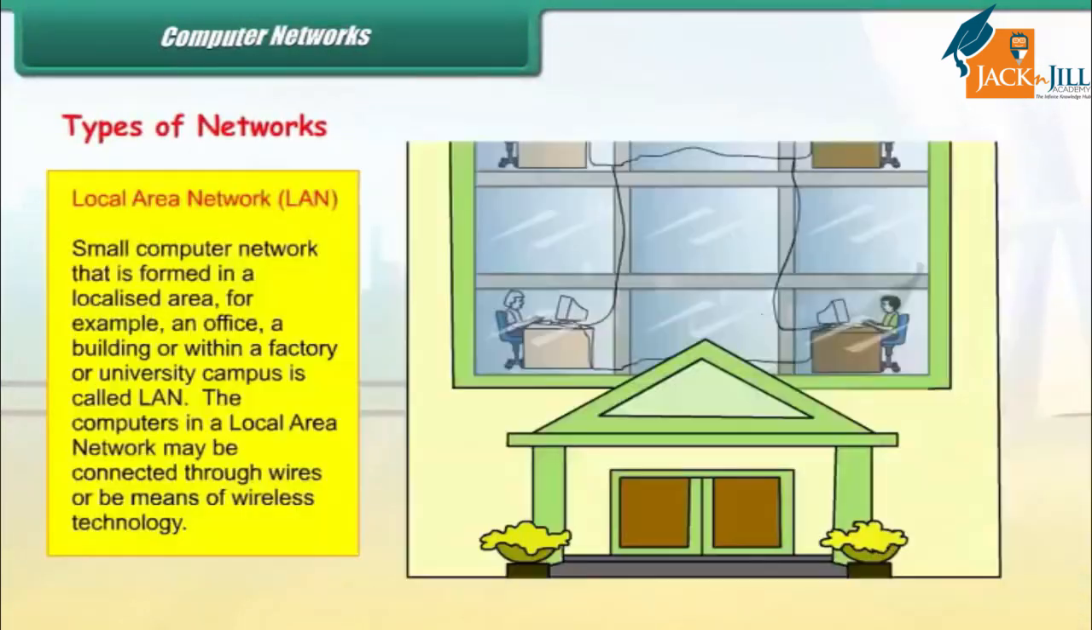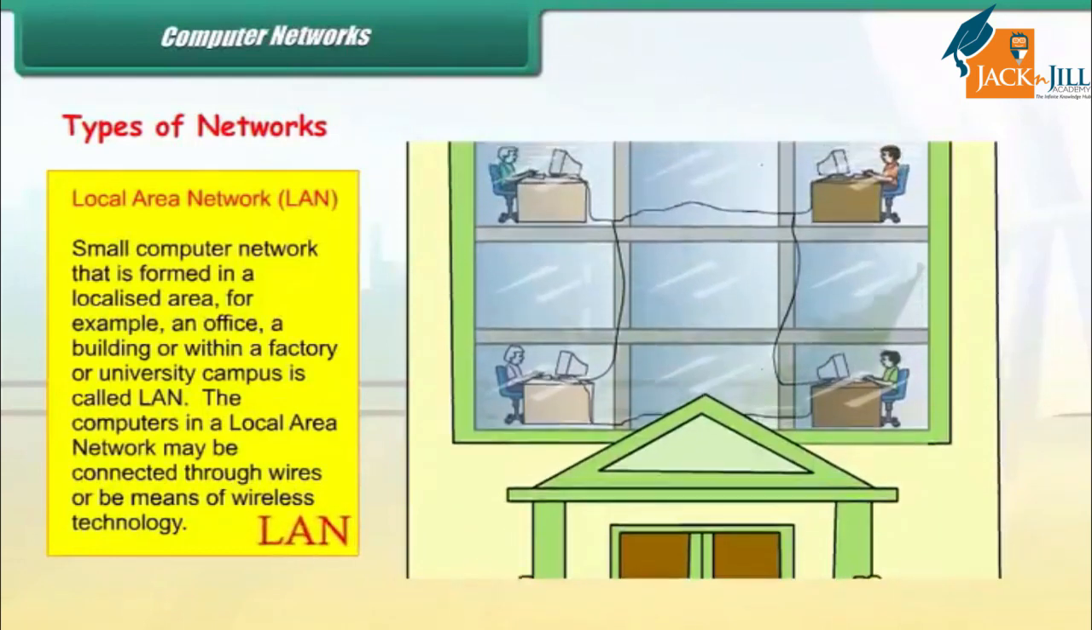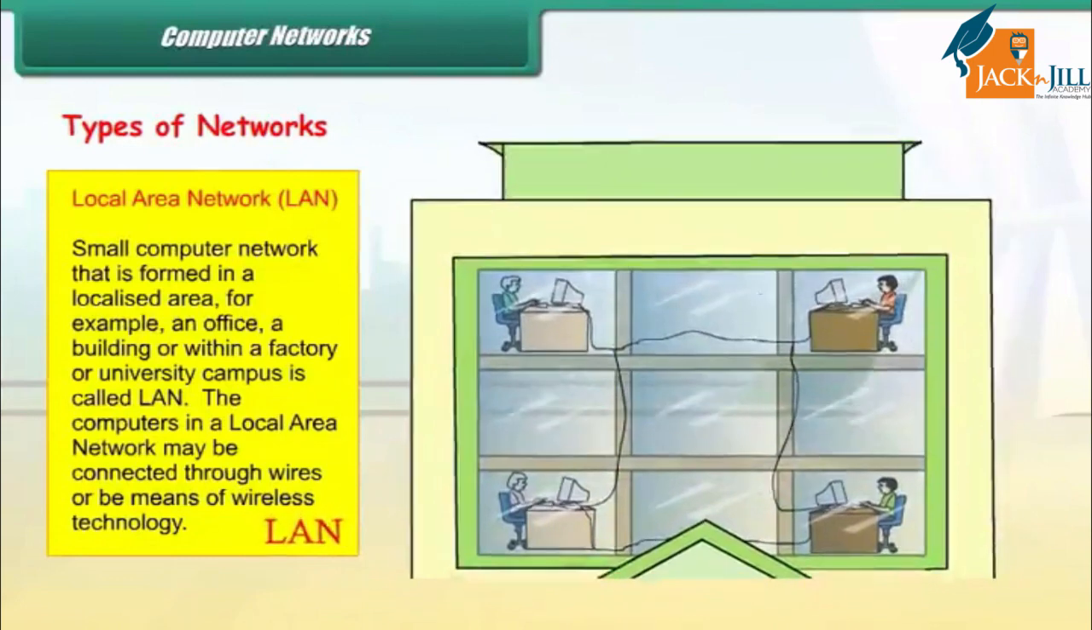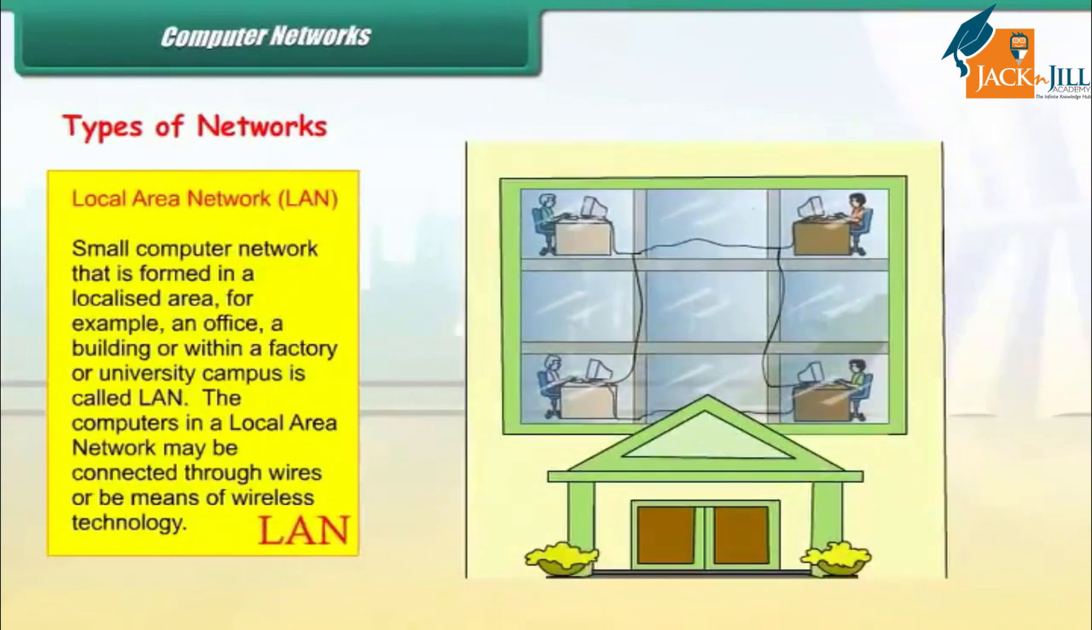Local area network or LAN. A small computer network that is formed in a localized area, for example, an office, a building, or within a factory or university campus is called a LAN. The computers in a local area network may be connected through wires or by means of wireless technology.